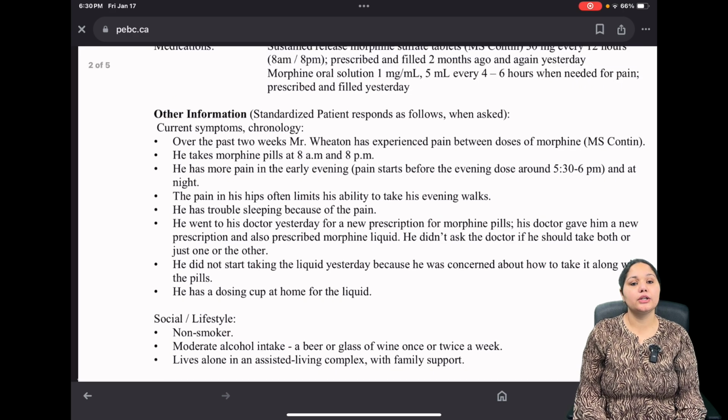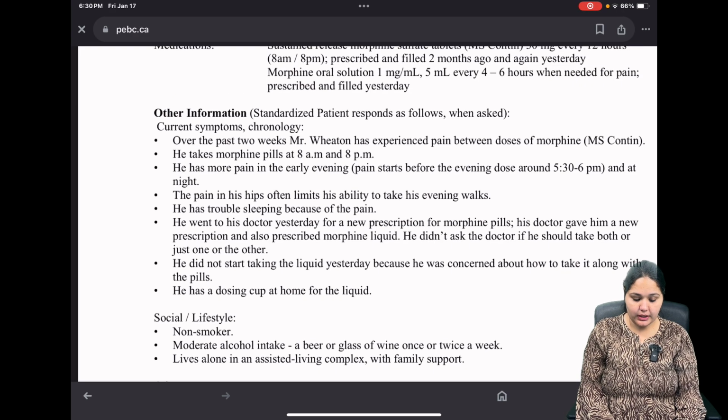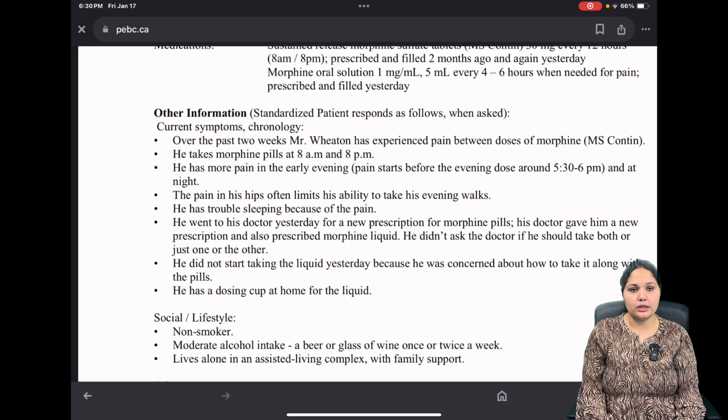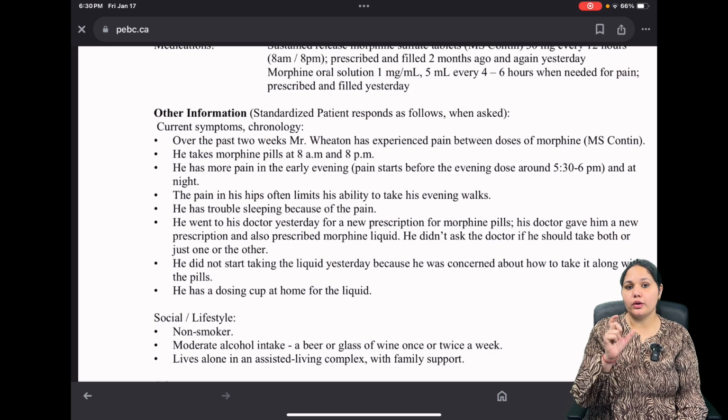This case is related to cancer pain. The patient is taking morphine pills exactly at 8 a.m. and 8 p.m. Despite having MS Contin, which is a long-acting morphine, he experiences pain between the doses, for example around 5:30 to 6 p.m. So the patient went to the doctor and the doctor has given liquid morphine for the breakthrough pain. As a pharmacist, we need to discuss with the patient both morphine MS Contin and morphine liquid: what is the use of the morphine liquid now, and that he should continue using the morphine MS Contin which he is taking at 8 a.m. in the morning and 8 p.m. at night as well.